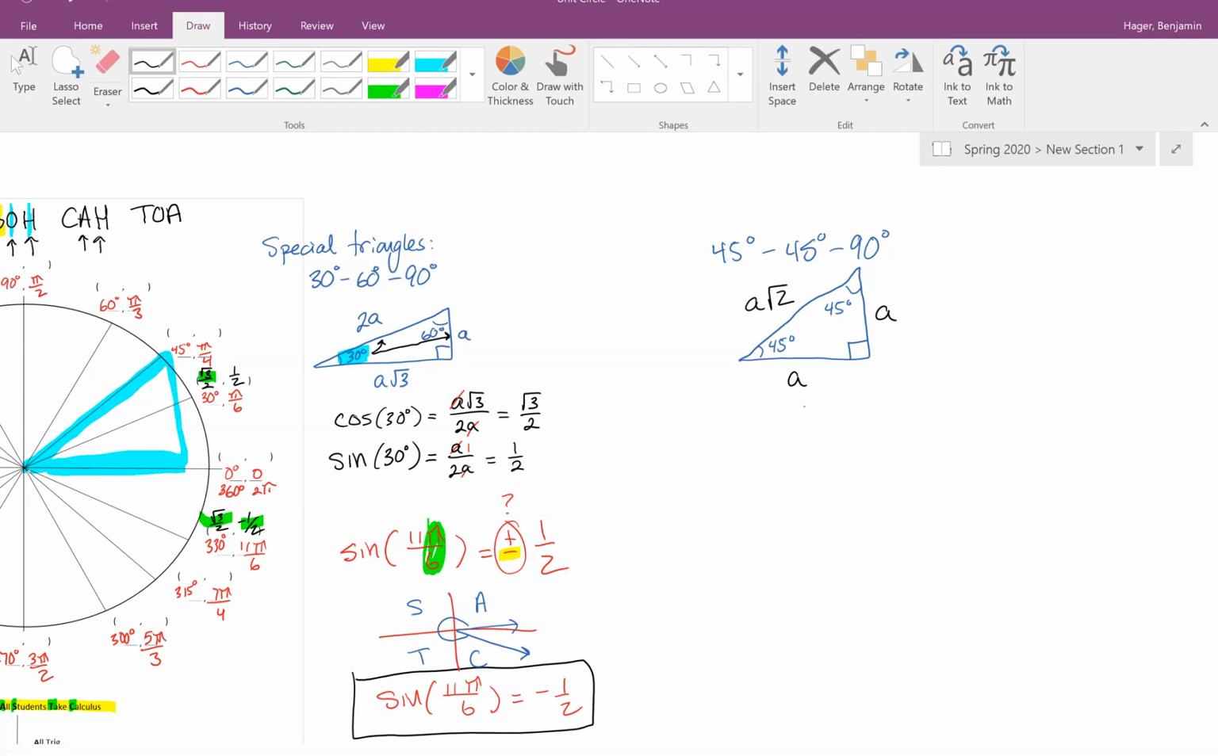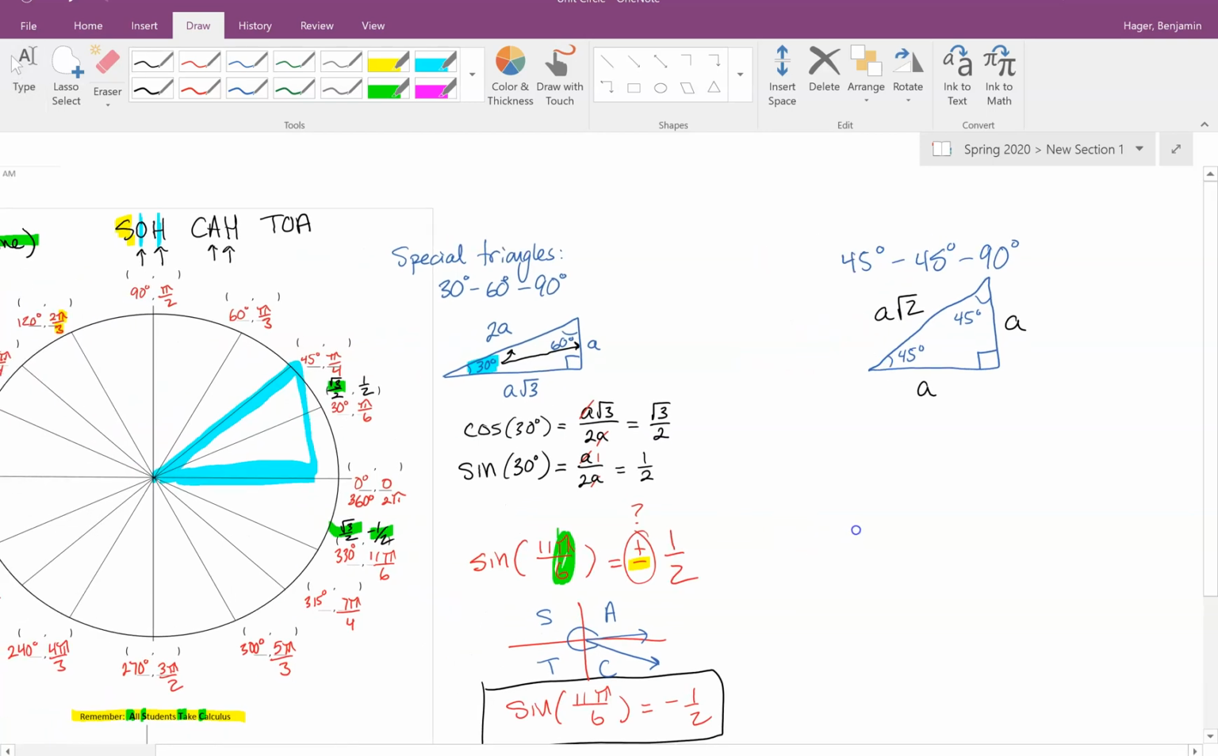Okay. Well, now that we've got this, let's use Sohcahtoa to figure out our cosine and sine. If I want cosine of 45, I got two of them. Let's just pretend this is the one I'm standing at. Cosine is ka, adjacent to 45 over the hypotenuse. So adjacent to 45 is that over the hypotenuse. I get A over A radical 2.